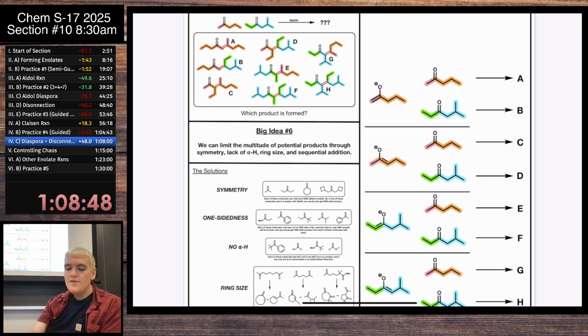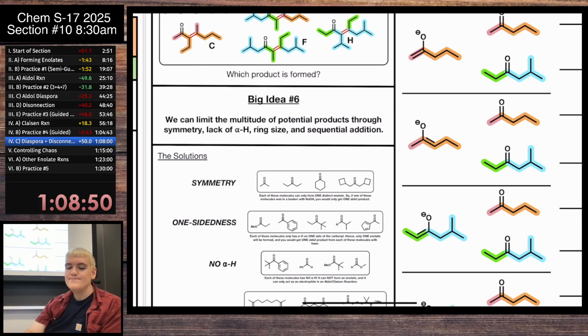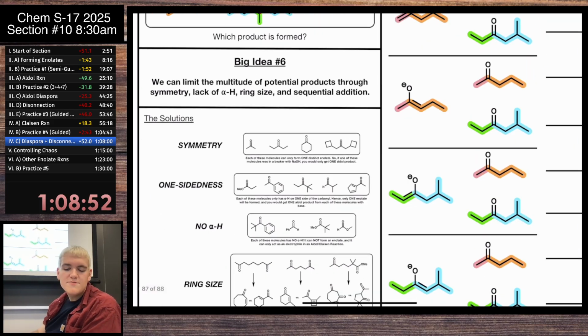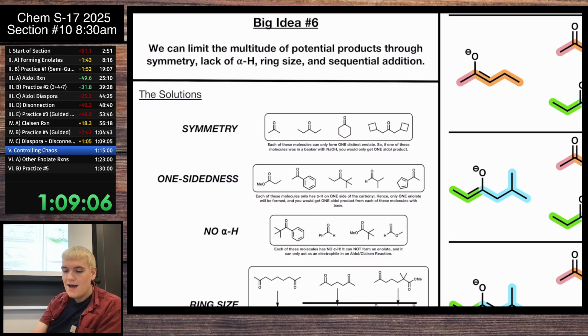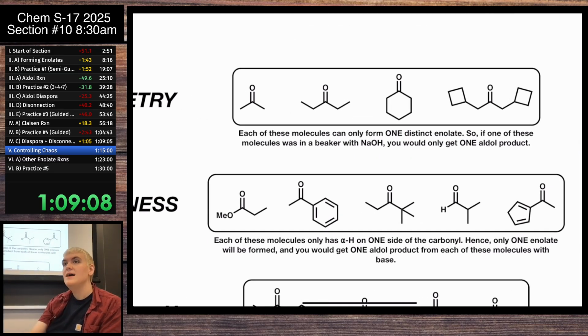No. So our big idea number 6: we can limit the multitude of potential products through symmetry, lack of an alpha hydrogen, ring size, and sequential addition. Symmetry is one way you can cut the number of reactions happening: if it's the same on both sides, then there aren't 2 choices of enolates. So that is one nice way to do it.